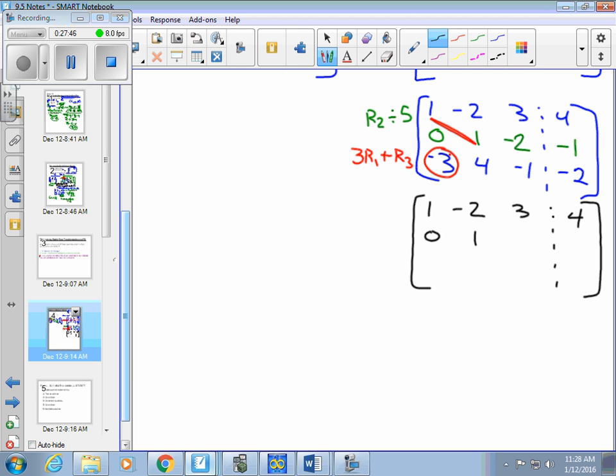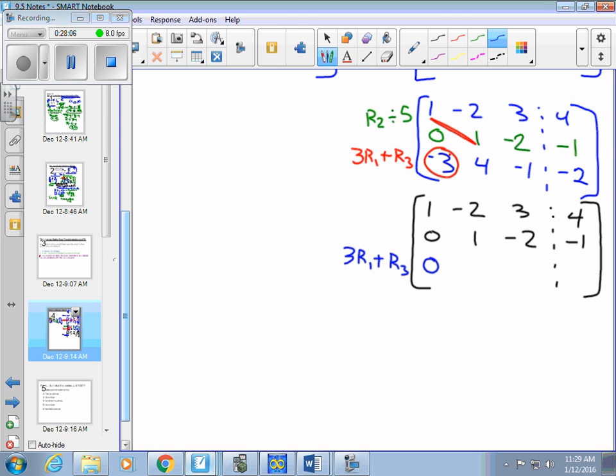My 0, 1, -2, -1 doesn't change. This one here, I'm going to do 3 row 1 plus my row 3. So I go back, 3 times 1 is 3. 3 plus -1 is 0.